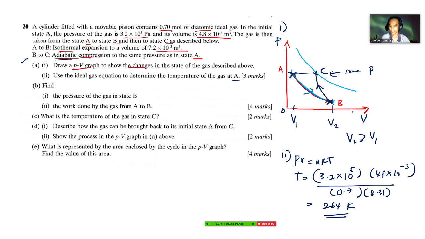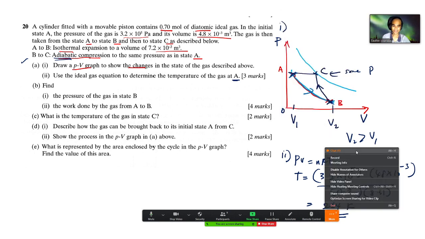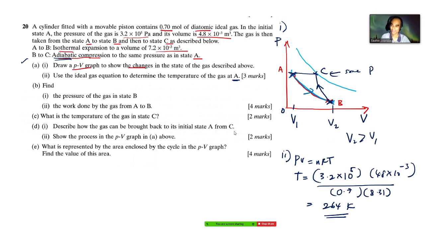At least someone is replying. See, you see, they reply. It's 2 over 8. There are 8 people over here, and 2 are answering. Trying, sir.